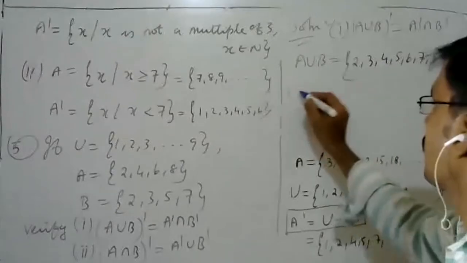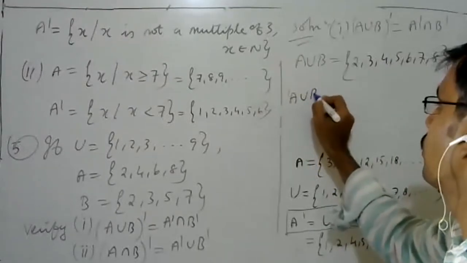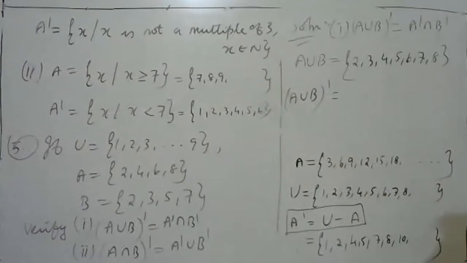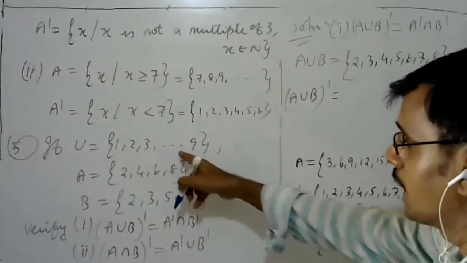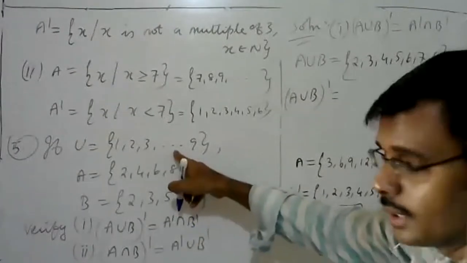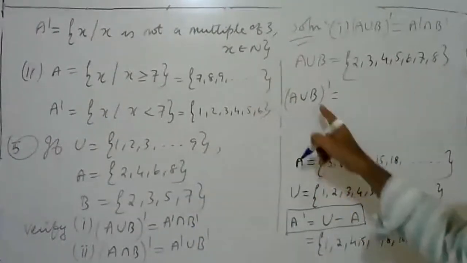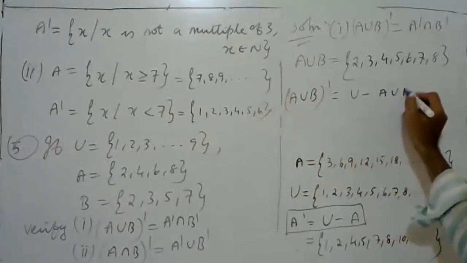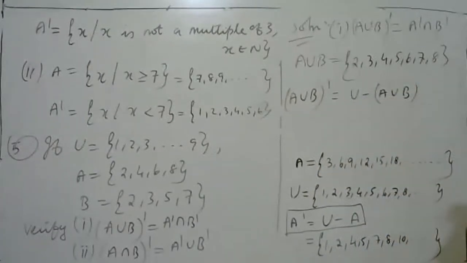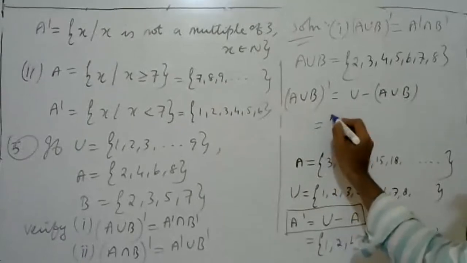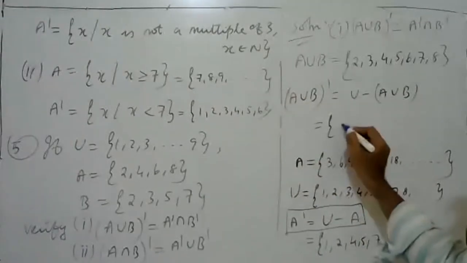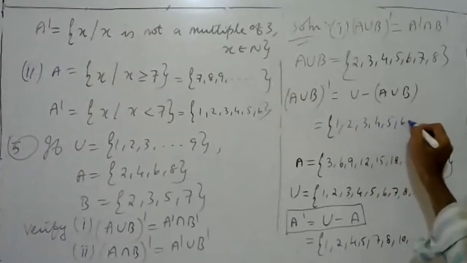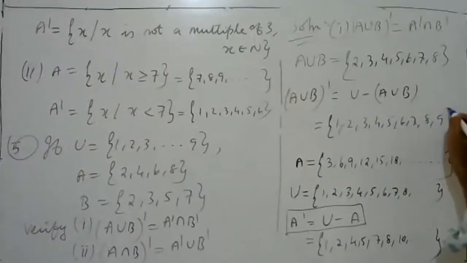Now come to A union B the whole complement. What is it? The meaning is the elements in U and not in A union B. That is U minus A union B. Please try to understand. U minus means first of all write all the elements of U: 1, 2, 3, 4, 5, 6, 7, 8, 9.